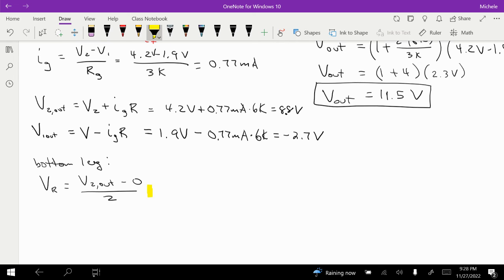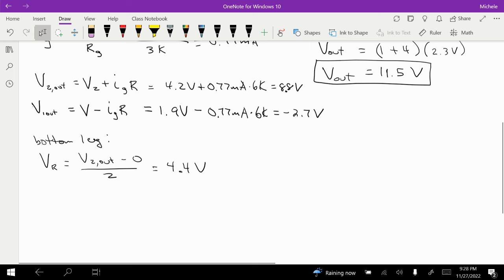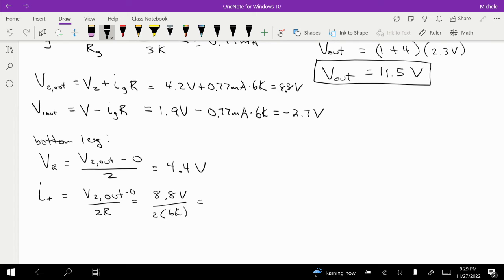Okay, so that's going to equal 4.4 volts, right? Because V2 out is equal to 8.8. Okay, so now let's say I plus is going to equal V2 out divided by 2R, which is equal to 0 minus 8.8 volts divided by 2 times 6K, and that's going to equal 0.73 milliamps.